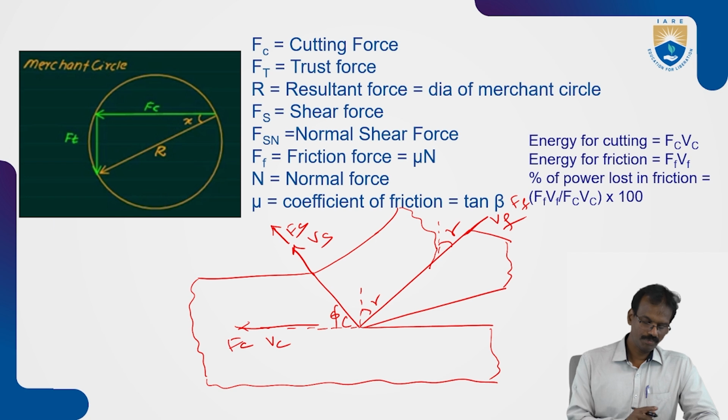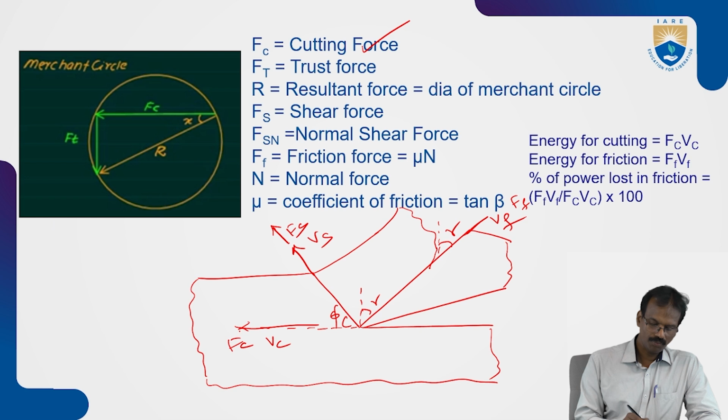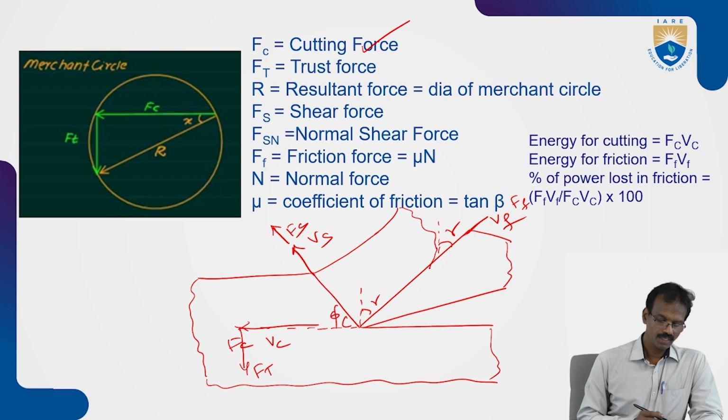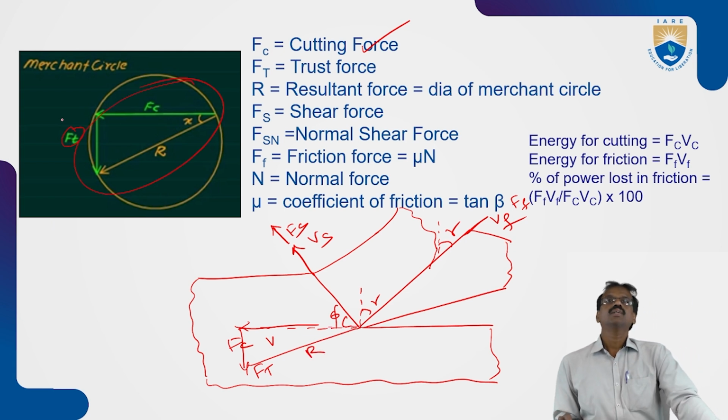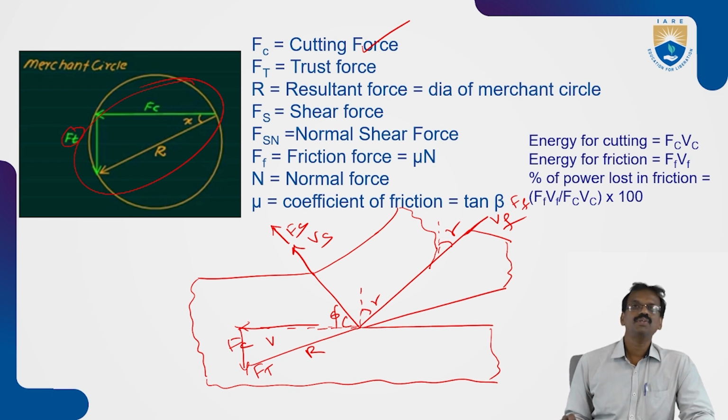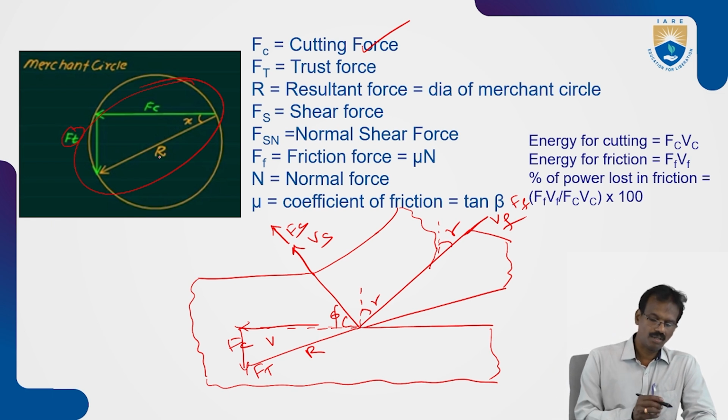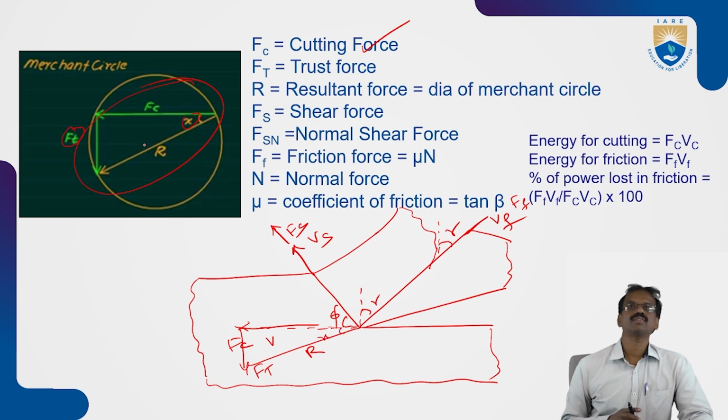So of the different forces, mainly the cutting force, and perpendicular to this cutting force is FT, the tangential force or thrust force. If this is the FC horizontal and vertical is the FT, then the resultant is like this. Consider this is the center point; the resultant is like this. This is R. So FC is the cutting force and FT is the thrust force. The resultant is R. The angle here is X.